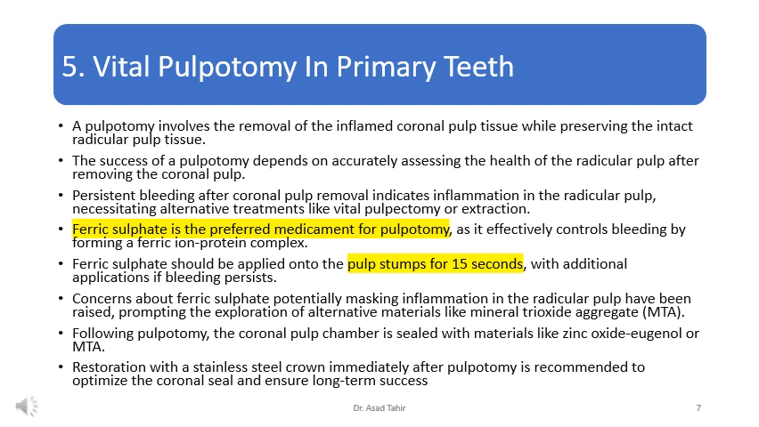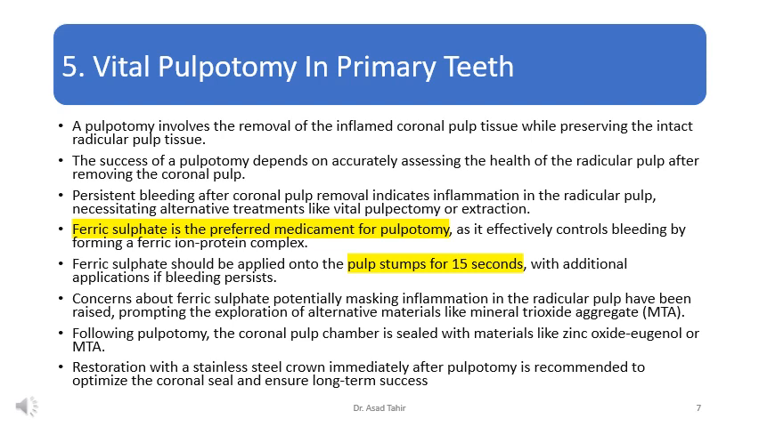Persistent bleeding after coronal pulp removal indicates inflammation in the radicular pulp, necessitating alternative treatments like vital pulpectomy or extraction. Ferric sulfate is the preferred medicament for pulpotomy, as it effectively controls bleeding by forming a ferric ion protein complex. Ferric sulfate should be applied onto the pulp stumps for 15 seconds, with additional applications if bleeding persists.